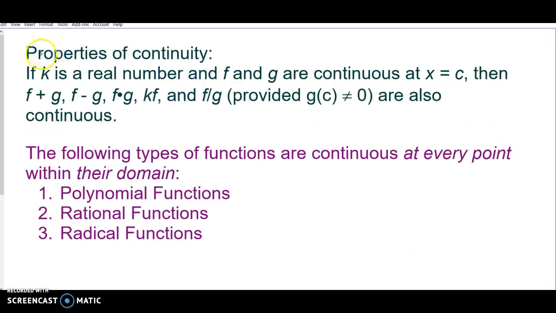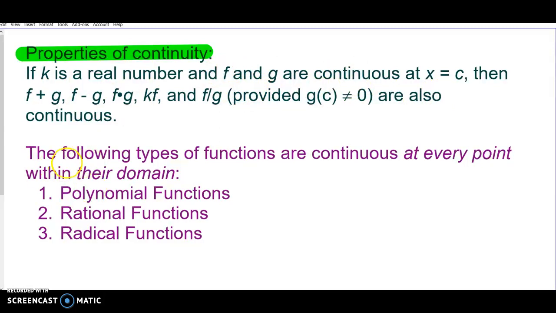We have some properties of continuity, okay? Seeing similar properties in different scenarios, but now we're talking about them in terms of being continuous. It says if k is a real number and f and g are continuous functions at x equals c, then f plus g, f minus g, f times g, k a constant times f, and then their quotient, assuming that g of c is not 0, are also continuous. All this says is if we add, subtract, multiply, divide, or multiply by a scalar two continuous functions, then their result will also be continuous. Okay, that's all this says.